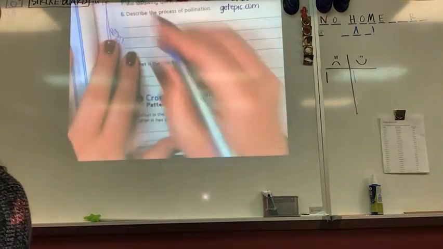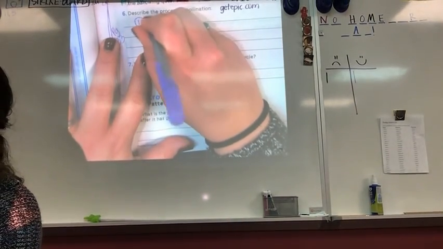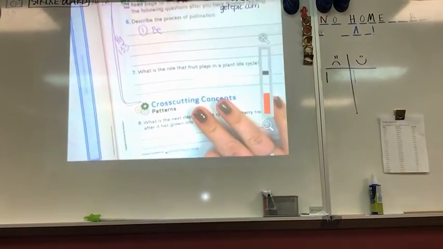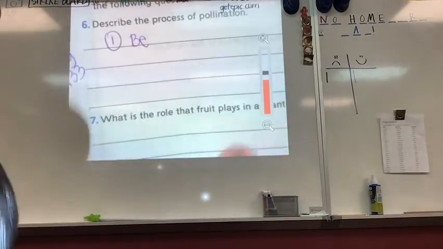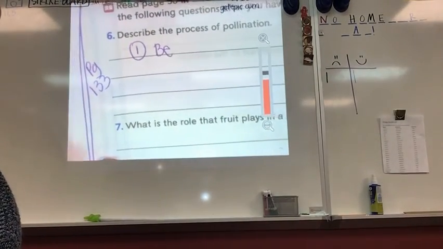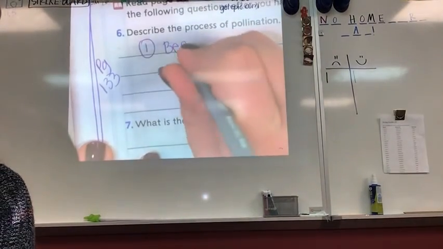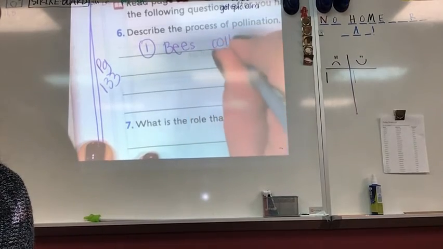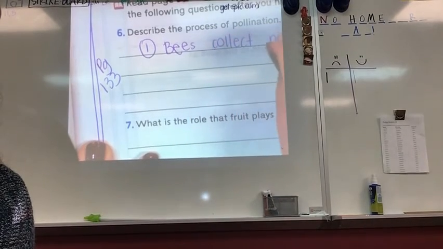I'm going to say first step, bees collect pollen. Would you guys agree with that? And I'm taking what you said, Keegan, and I'm just putting it in shorter words for us. Bees collect pollen.